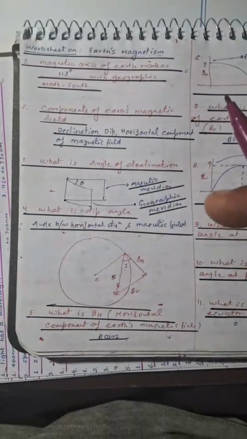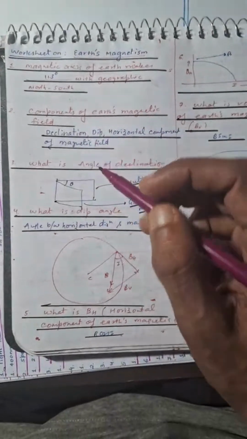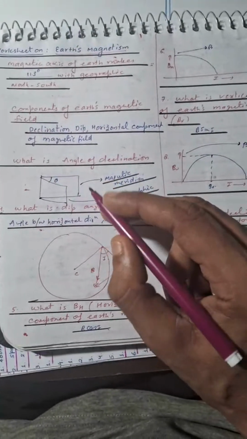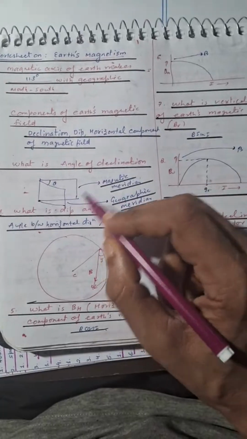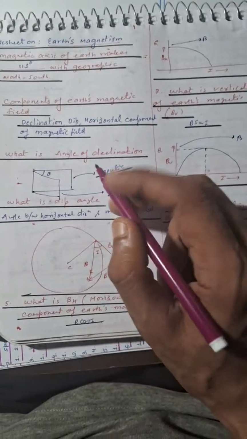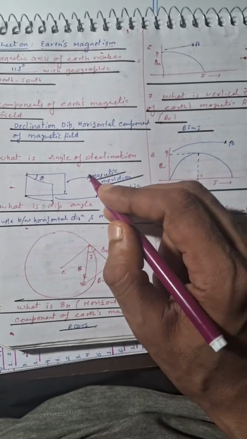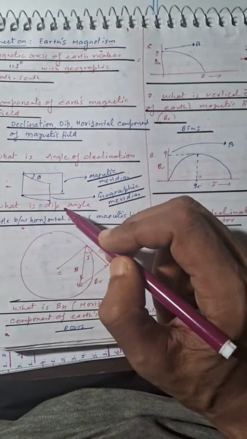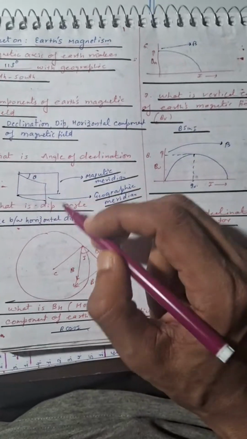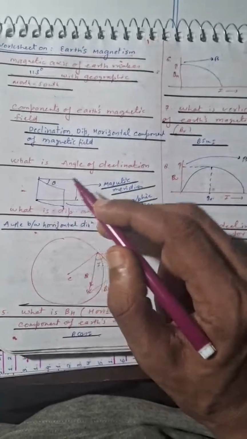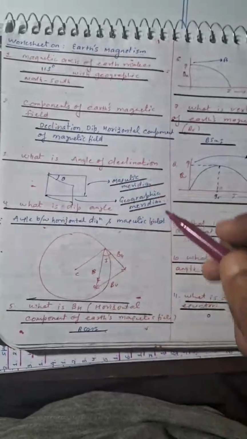Then is, what is the angle of declination? So it is the angle between the geometrical meridian and the magnetic meridian. So suppose this is the magnetic meridian at a certain point. Magnetic meridian is the plane which contains Earth's magnetic field, and geographic meridian is a plane which contains the geographic north-south axis. So the angle between them is what we call the angle of declination.